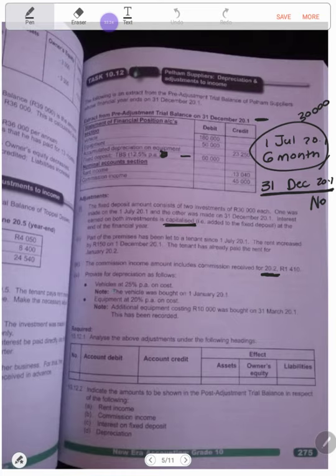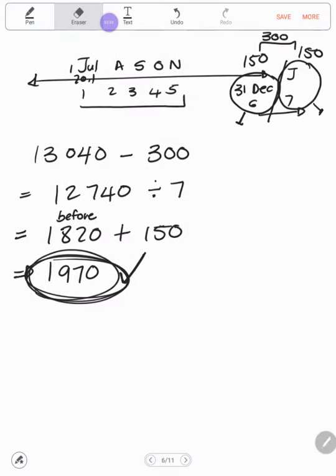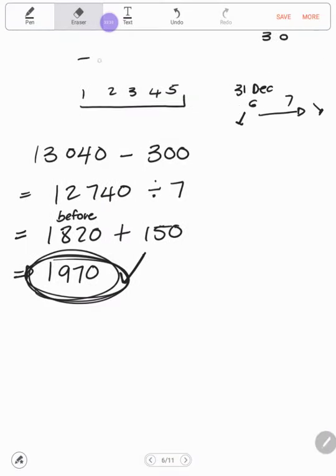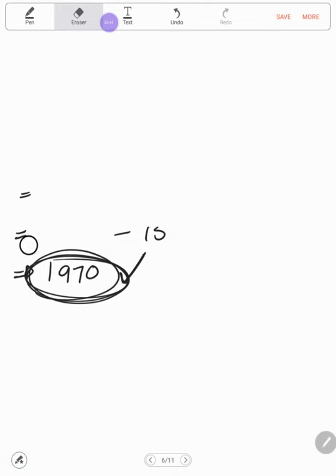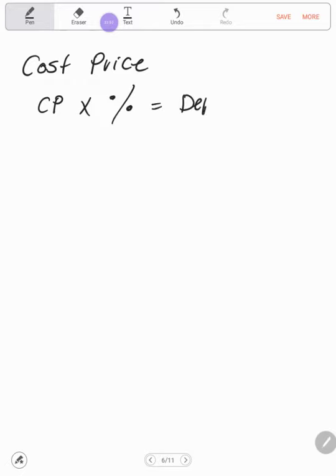Provide for the depreciation. I love depreciation, and I hope that you're getting into the flow of things when it comes to our depreciation. Remember that there are two methods to the madness: the cost price and the diminishing balance method. Cost price, also known as the straight line method, you take your cost price and multiply it by the rate immediately in order to get your depreciation.